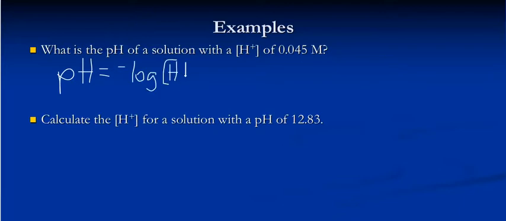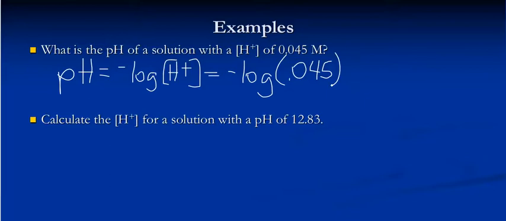Well, pH equals negative log of H+, so I can plug in my H+ concentration, which is 0.045. On your calculator, find the log function. You don't have to know what a log is, you just have to know how to plug it into your calculator. So take the log of 0.045, make it negative, and you should get a pH. Remember, it has to be positive from 0 to 14, of 1.35. Very acidic. Closer to 0, the more acidic you get.